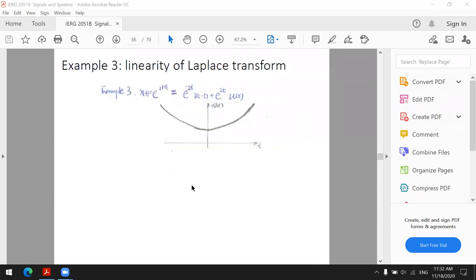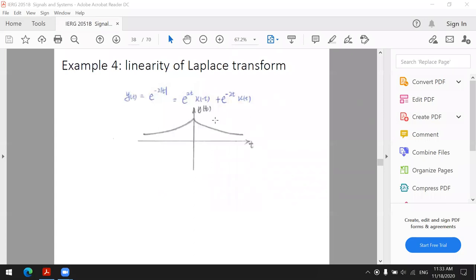Okay, and then we looked at examples where the Laplace transform may not exist, because if the time domain signal has two parts and each part has an ROC, but the intersection of the two ROCs is an empty set, then the Laplace transform does not exist. Otherwise, the intersection of the two ROCs is the ROC of the new Laplace transform.